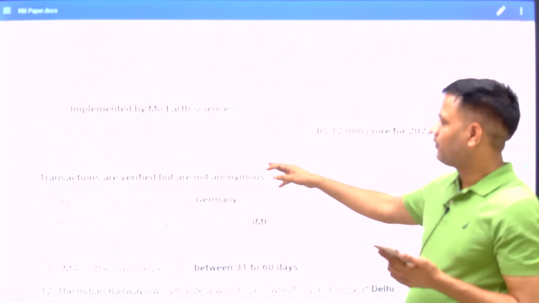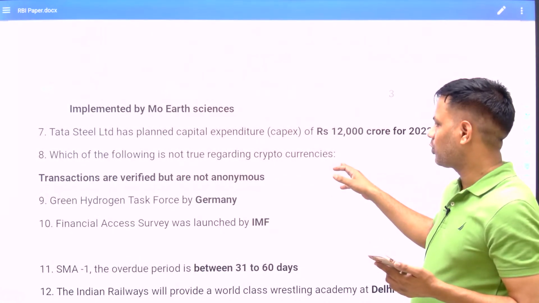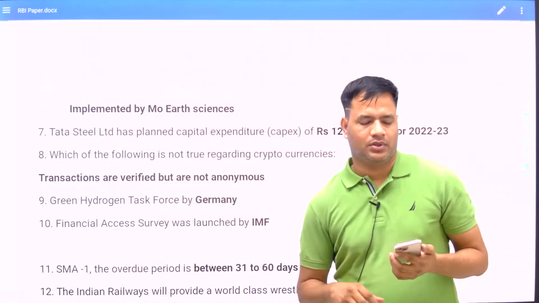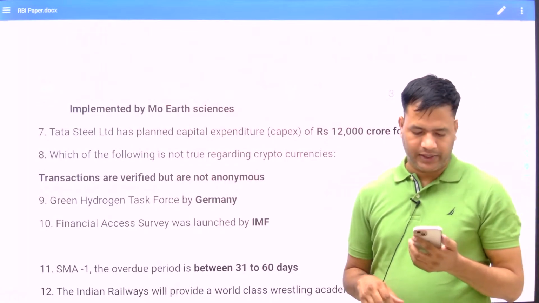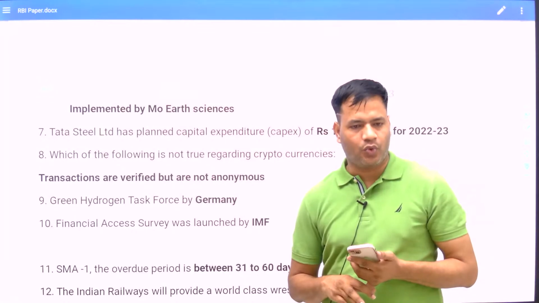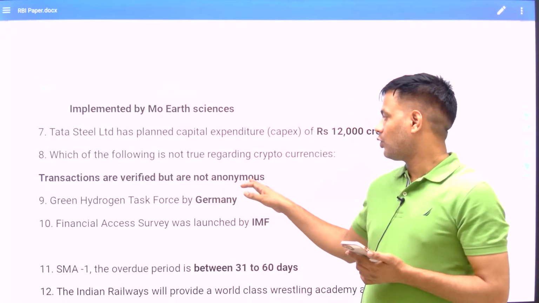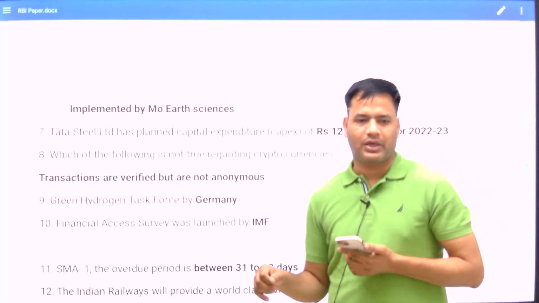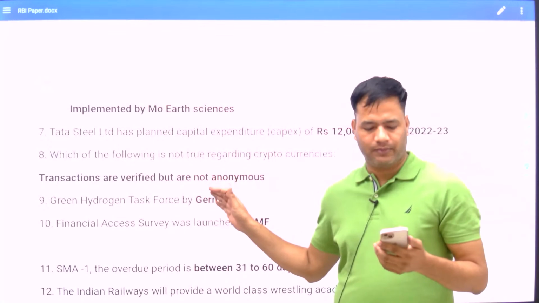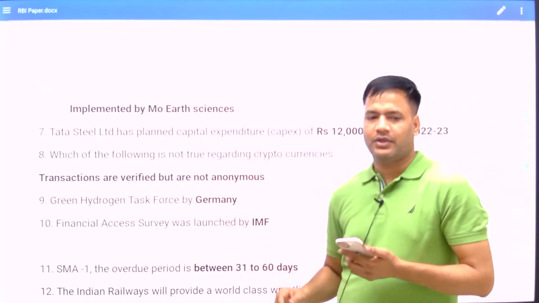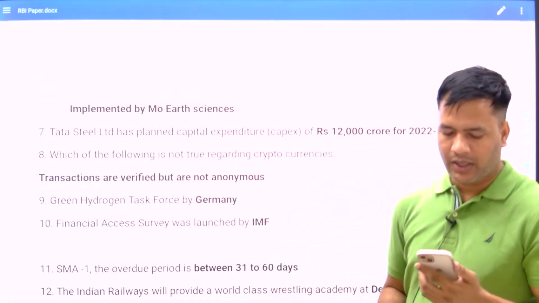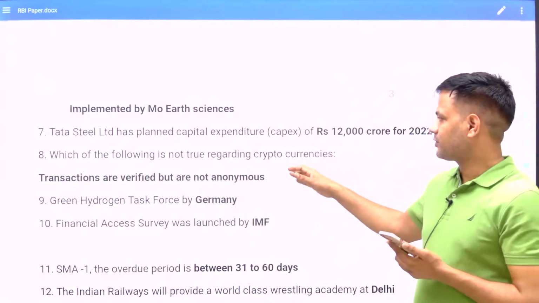Next question: which of the following is not true regarding cryptocurrencies? Transactions are verified but are not anonymous. I think it was given in the options. Transactions are verified, this is true, but the statement that they are not anonymous is wrong. These transactions are verified, but they are anonymous. Four to five options were given in this question.